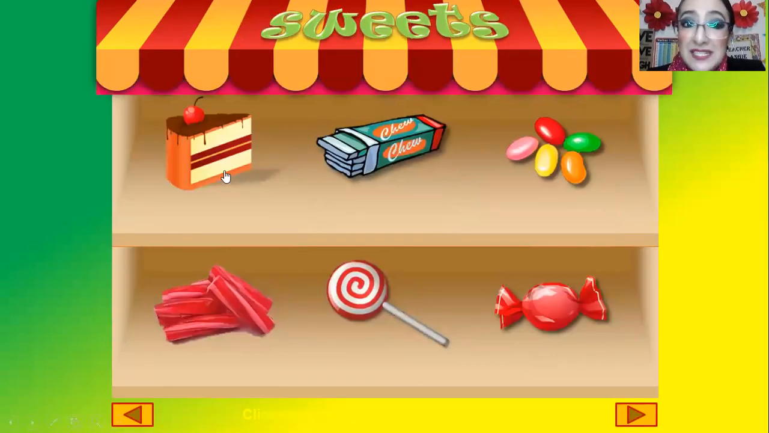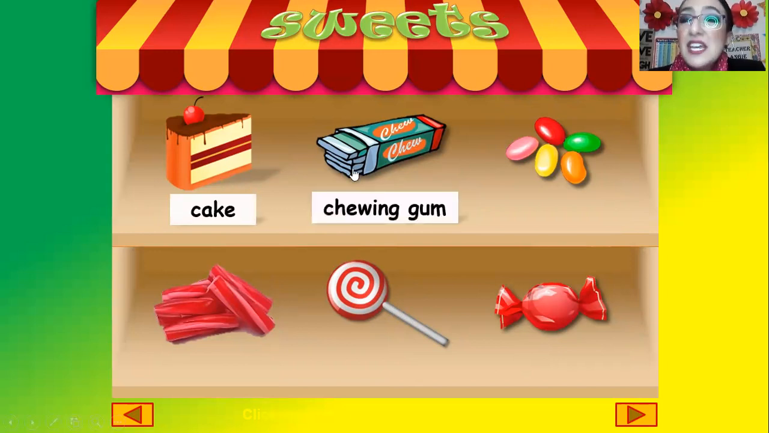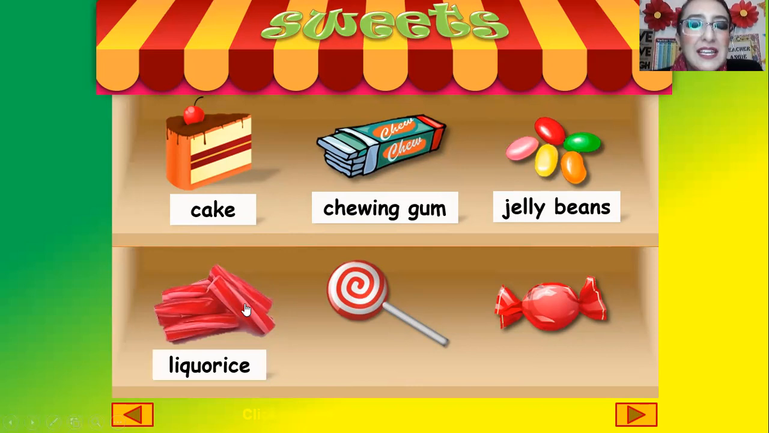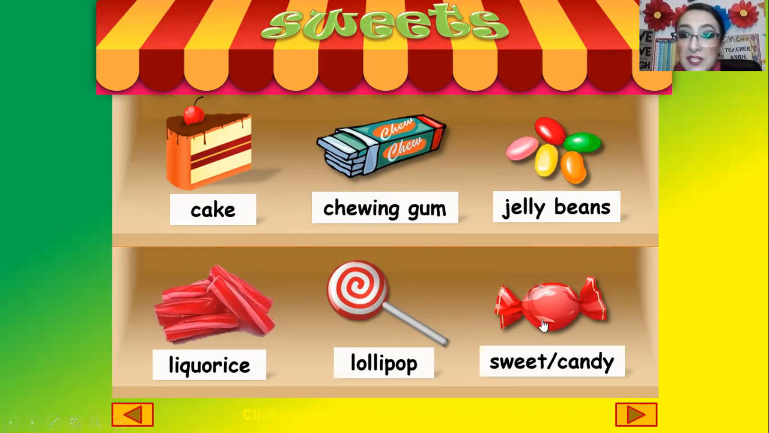And we have sweets, the cake, the chewing gum, jelly beans that are like candies that you are going to be chewing. These are very typical sweets in other countries. The licorice. We have the lollipop. And we have the sweet or candy.